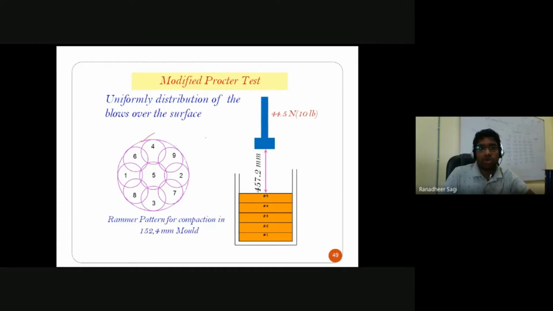If it is a smaller mold, we have already seen one blow here, another blow here, third, fourth, and then accordingly we give fifth, sixth, and then we continue to give more and more blows, 25 blows per each layer. So we place the soil in the mold in 5 layers, each layer compacted with 25 blows. If it is a 1000 cc mold, if it is a 2100 plus cc mold, we have to give 56 blows for each layer.